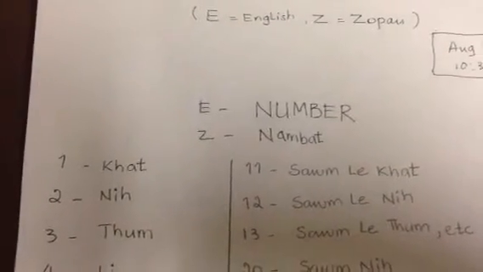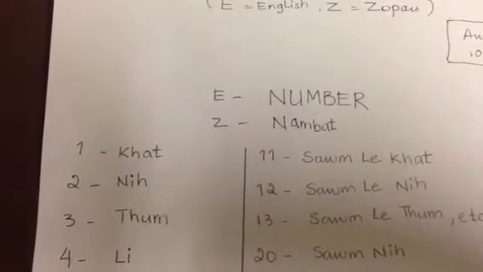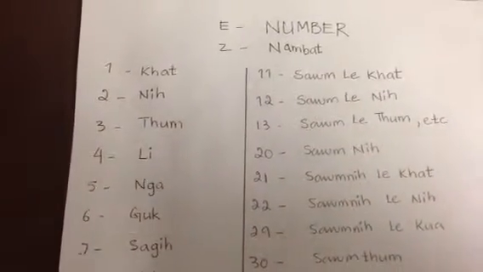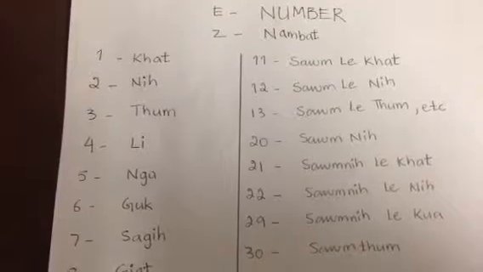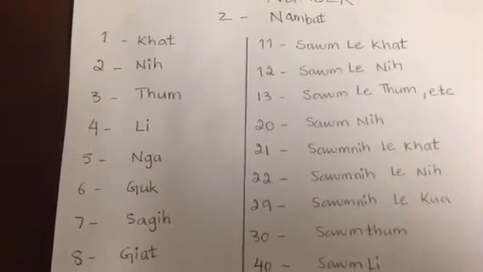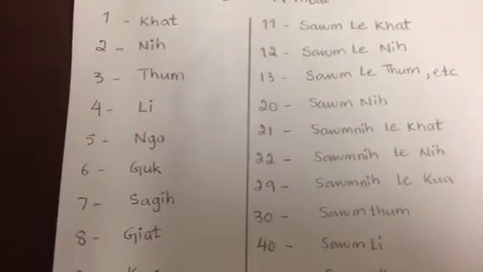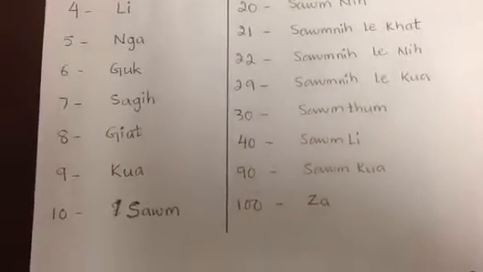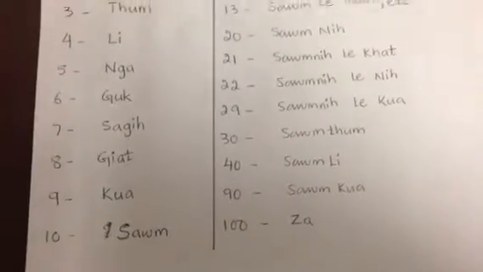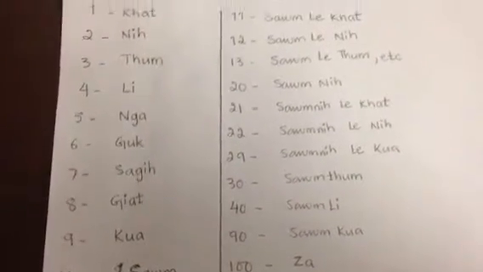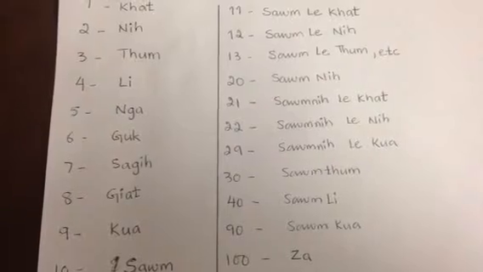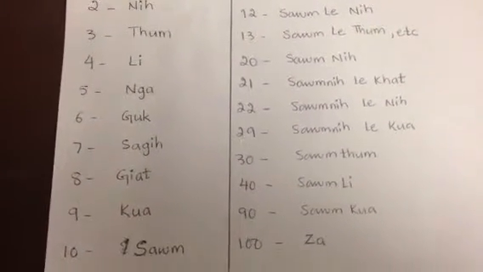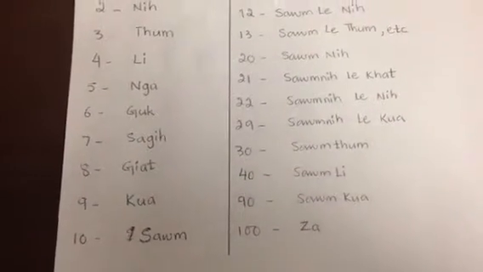Number 1 is called hat. 2 is called ni. 3 tum. 4 li. 5 nga. 6 guk. 7 sagi. 8 giat. 9 kwa. 10 so. So hat, ni, tum, li, nga, guk, sagi, giat, kwa, som.